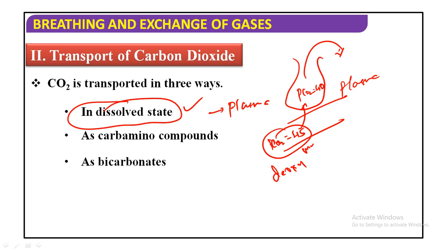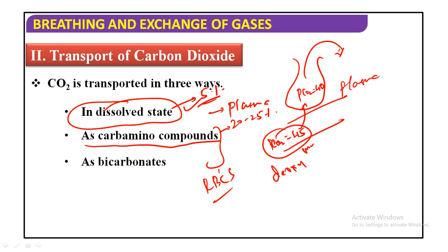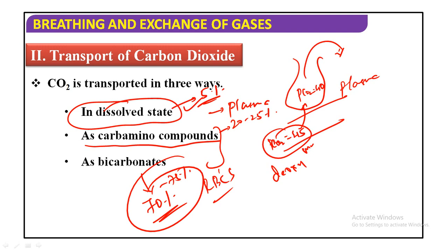The remaining two things happen inside the RBCs. Both happen inside the RBC. One is as carbaminohemoglobin compounds. Around 20 to 25% exists as carbaminohemoglobin, and only 5% in the dissolved way. And 70 to 75% exists as bicarbonate.